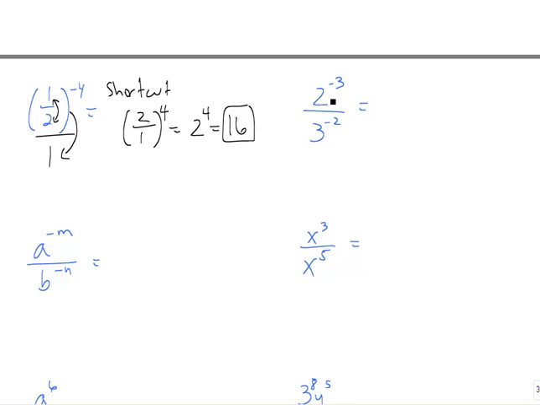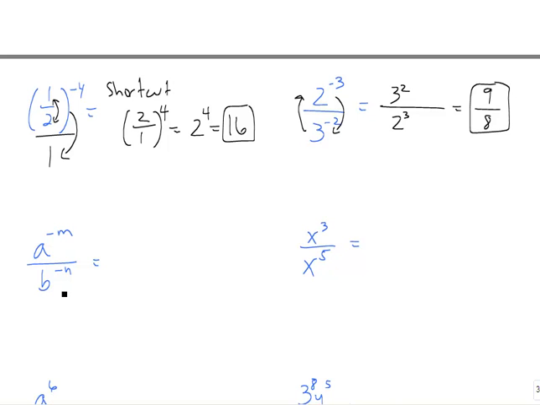On the next example, I have negative exponents in the top and in the bottom, so we're just going to flip them both. The bottom one will move to the top, the top one will move to the bottom. So 2 to the negative 3 becomes 2 to the positive 3 in the denominator, and 3 to the negative 2 moves up to the top and becomes 3 squared. And these are each small enough to evaluate, so 3 squared is 9, 2 cubed is 8, so the whole thing is 9/8.